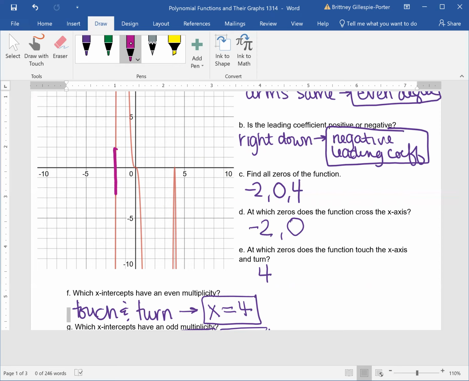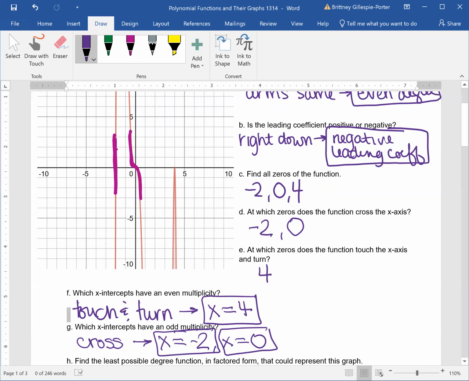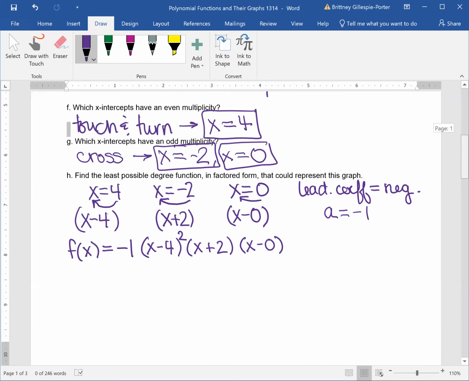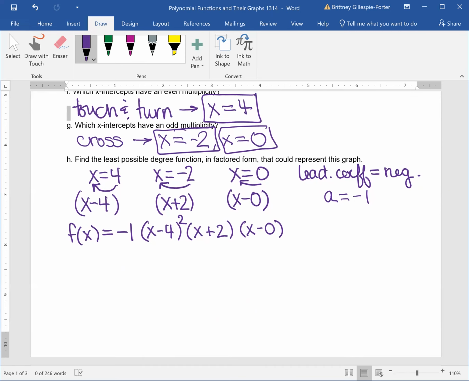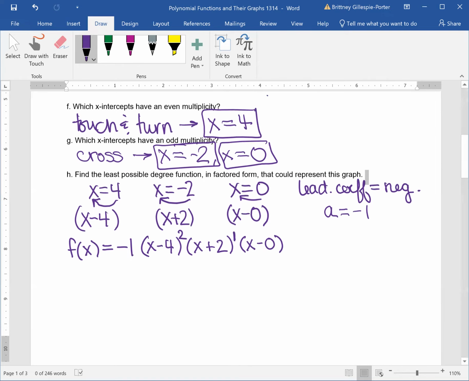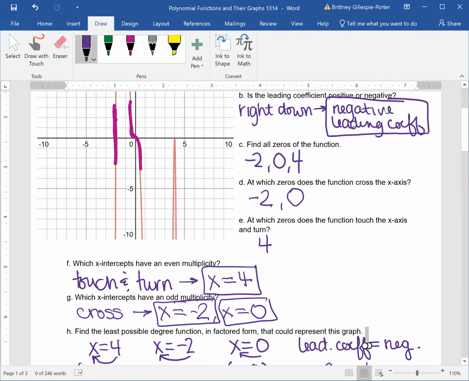intercepts, we go straight across at x equal to -2, and we take a little bit more time at x equal to 0. Whenever you go straight across, we want the smallest odd number we know, and the smallest odd number we know is a 1. So we are going to use a 1 for our exponent on x plus 2.